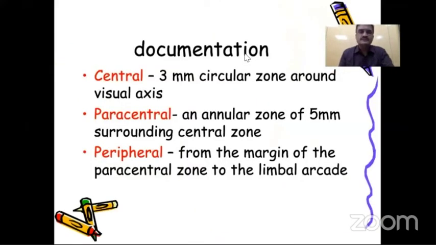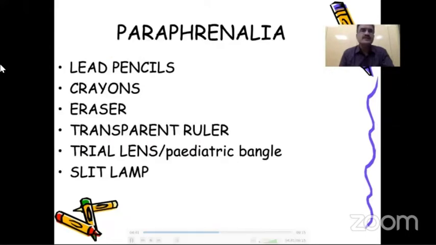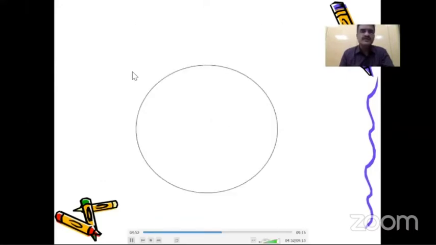And it is not that difficult. Basically, in documentation, you've got a central zone, a paracentral zone, and a peripheral zone, and you've got 4 quadrants in the cornea where you have to look. And you don't require any sophisticated instruments. You require just lead pencils, crayons, erasers, transparent rulers, and to draw a circle, either a bangle or a trial lens, and of course a slit lamp is a must.